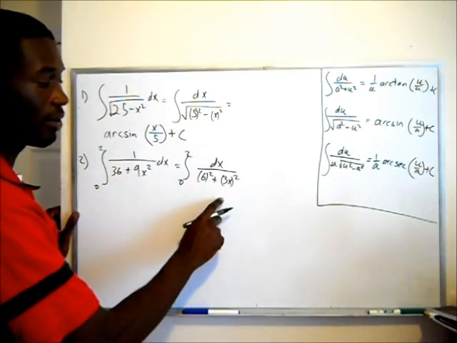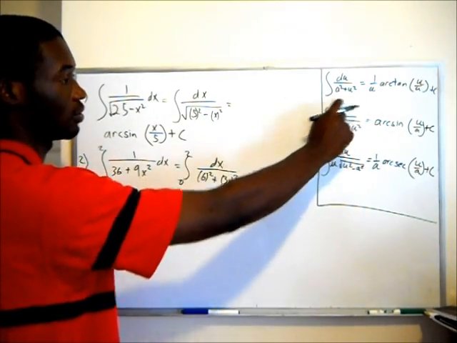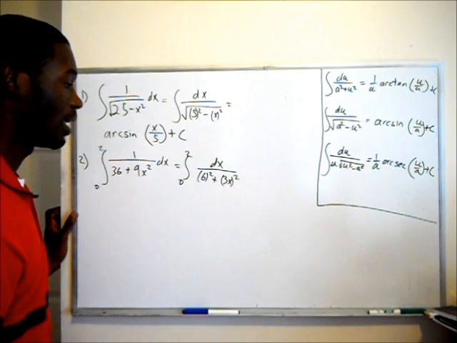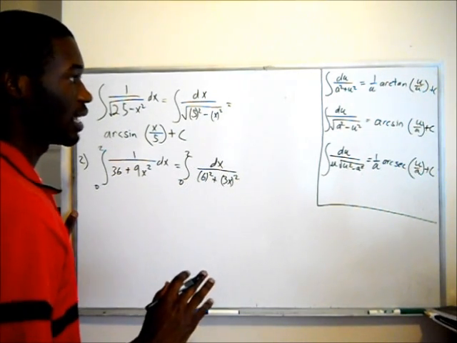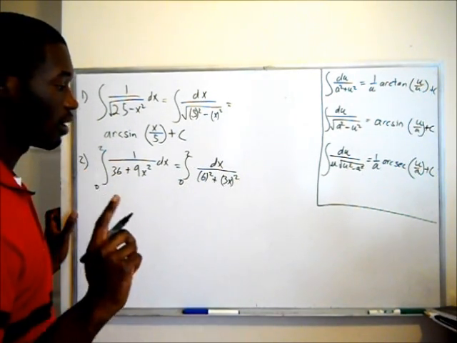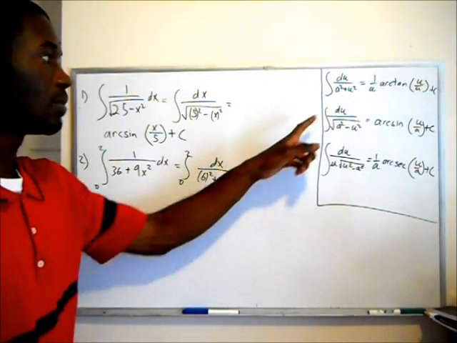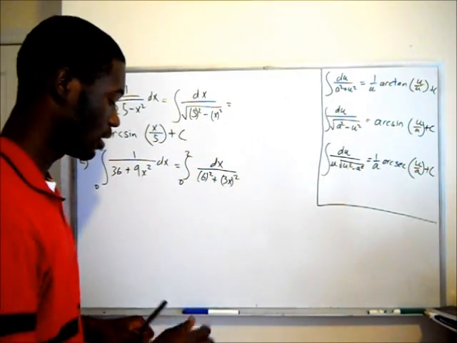Good. So now this very closely matches this one. So we have it in the correct format, and we can see that it's arctan. There's only one thing that's off. Right here, this is my u. Right here is my u.